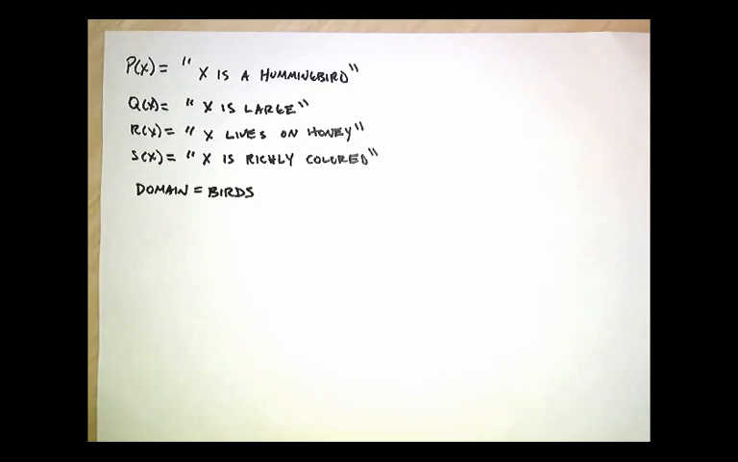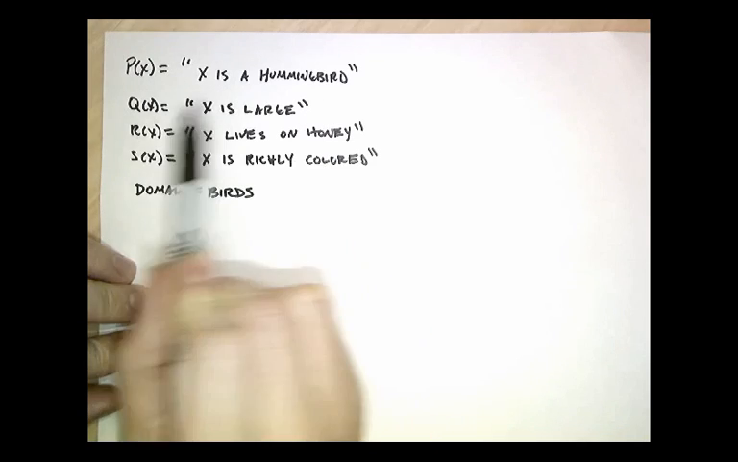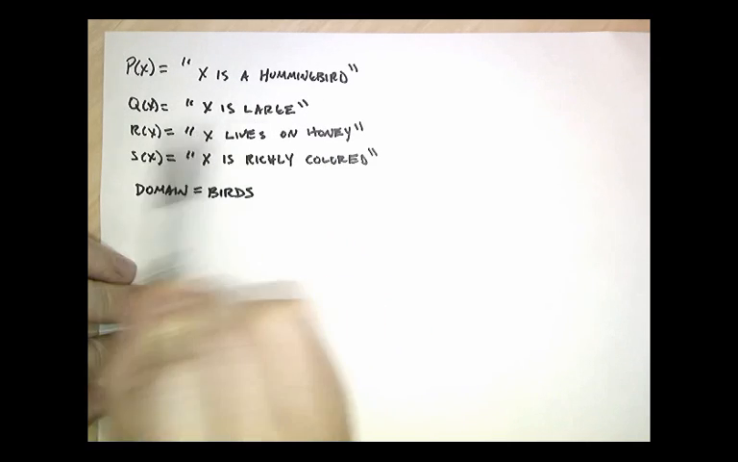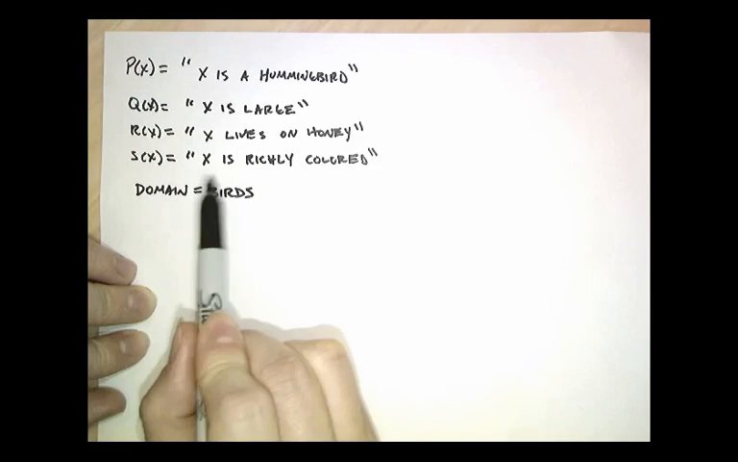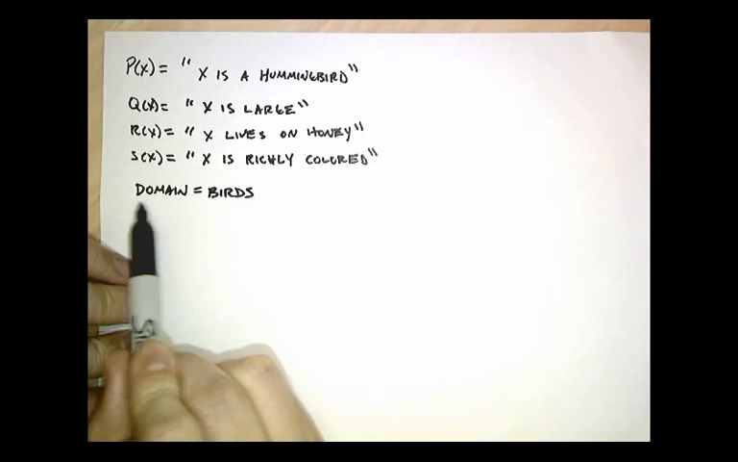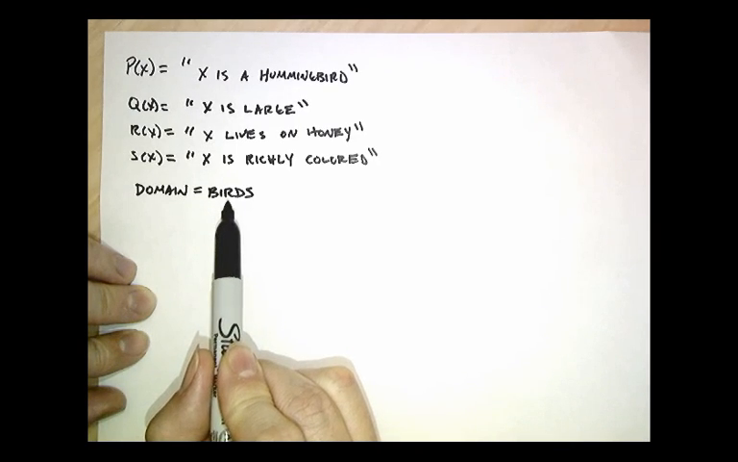I'd like to do an example of translating English sentences into mathematical notation using predicates, quantifiers, and implications. So here are four predicates. P of x is x is a hummingbird. Q of x is x is large. R of x is x lives on honey. S of x is x is richly colored. And the domain here, this is where x is coming from, is the set of all birds.